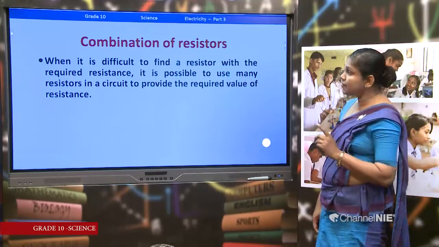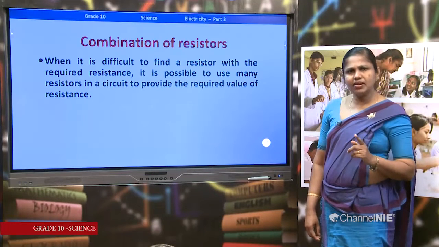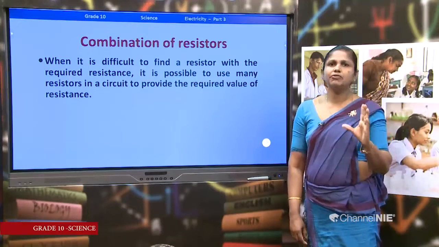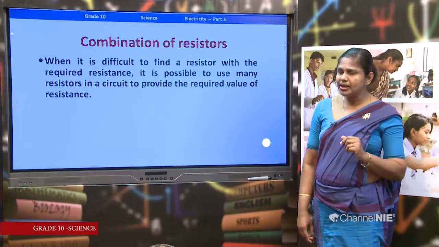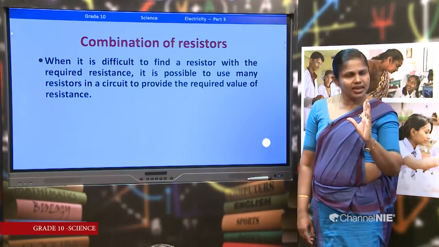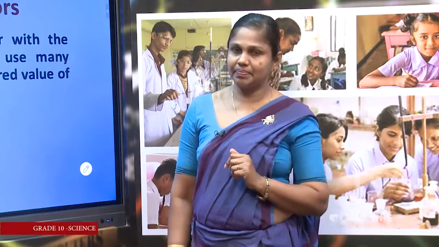When it is difficult to find a resistor with the required resistance, it is possible to use many resistors in a circuit to provide the required value of the resistance. That means, children, sometimes we need a certain current flows through the circuit. According to the current flow needed, it should be adjusted. The resistance of the circuit must be adjusted.